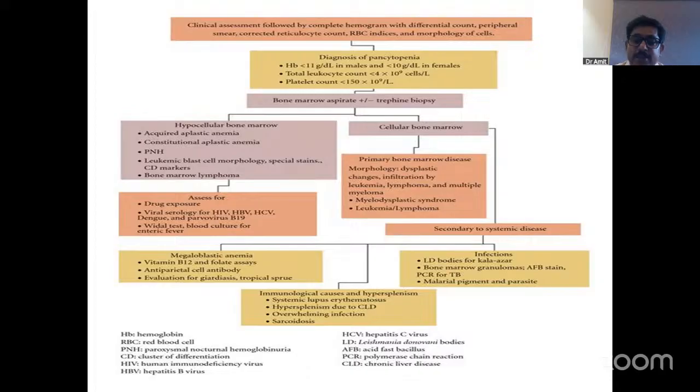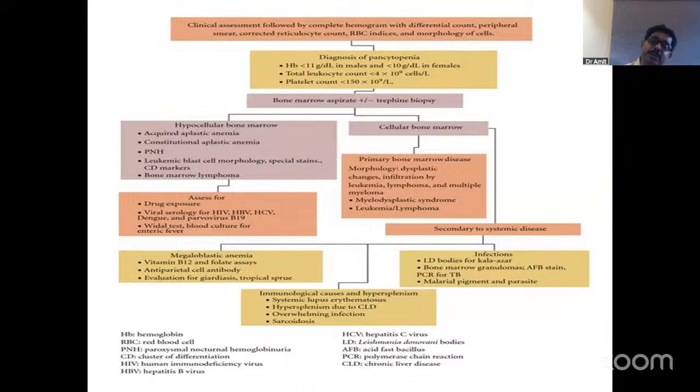Secondary to systemic diseases, we can have megaloblastic anemia because of vitamin B12 deficiency or folate deficiency, antiparietal cell antibodies, and other tropical types of diseases. Immunological causes and causes of hypersplenism like systemic lupus erythematosus, hypersplenism due to cirrhosis of liver or chronic liver disease, overwhelming infections, sarcoidosis. Usual infections which can cause cellular bone marrow and pancytopenia: LD bodies for Kala-azar, bone marrow granulomas because of tuberculosis. Malaria pigment can be seen if it's overladen with malarial parasite across the body.